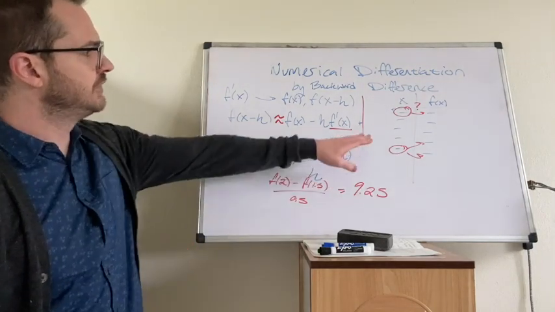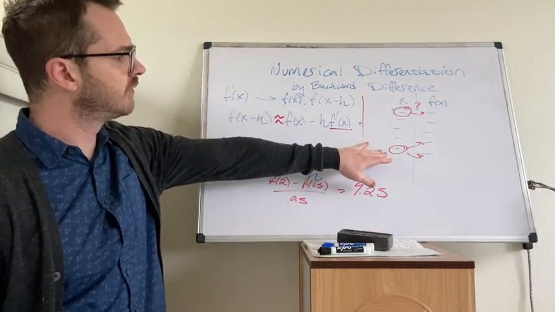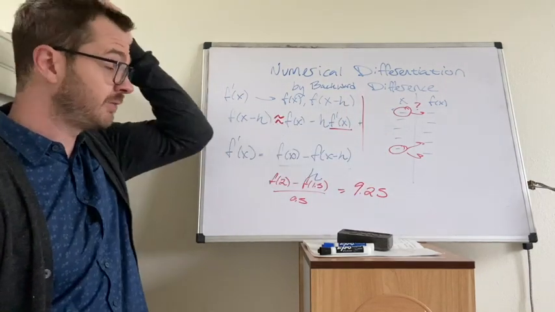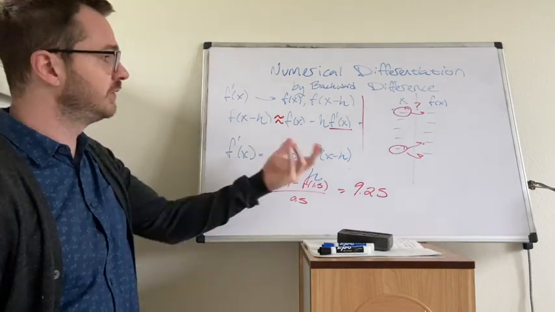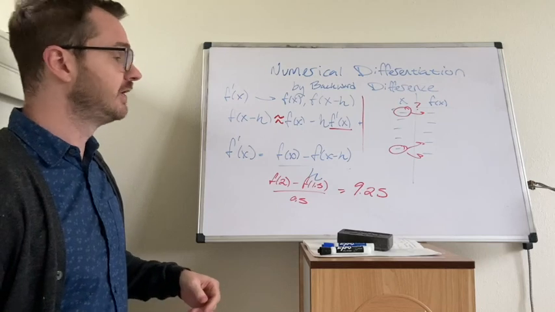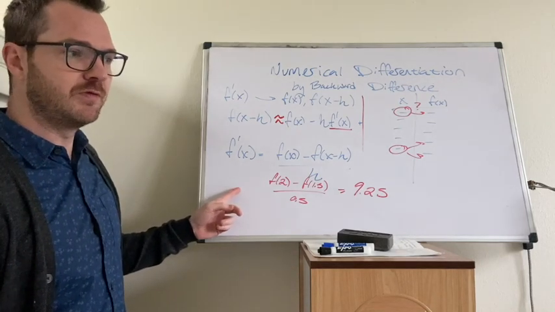So you could use forward difference to find the slope at the first point. You could use backward difference to find the slope at the last point. Once we get through all the videos on this topic, we're actually going to do neither of those things. But let's keep moving on. Let's move on to the next method.